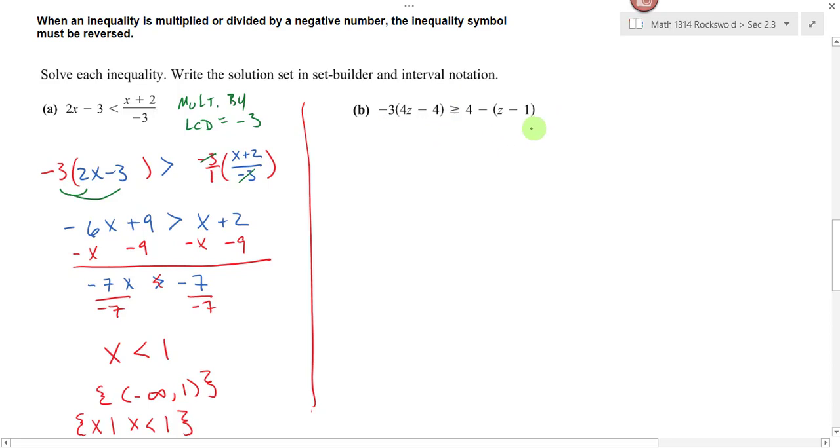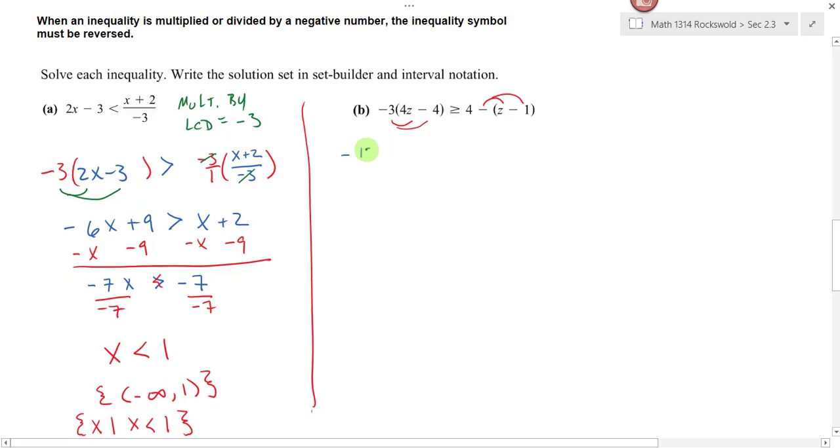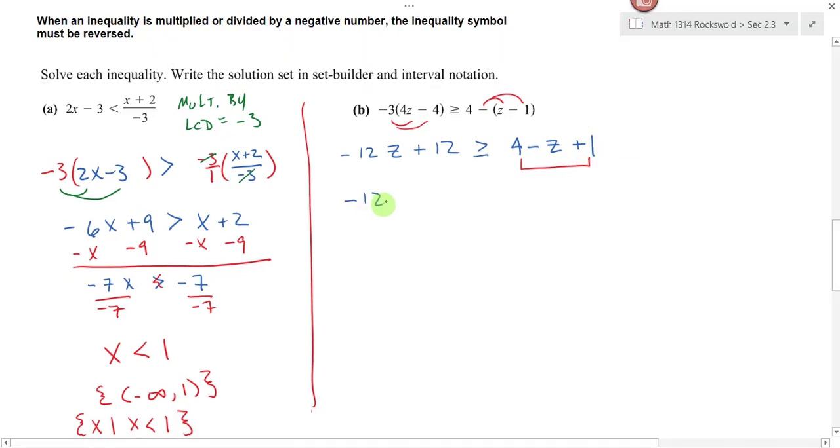I've got parentheses with negatives out front. I want to distribute, so I'm going to distribute a -3 here and distribute the negative here. When I do that, that gives me -12z. By the way, I cross my z's because otherwise they look like 2's. -12z plus 12 is greater than or equal to 4 minus z plus 1. I have like terms that I can combine on the right hand side, so I'm going to go ahead and do that. And that's going to give me -12z plus 12 is greater than or equal to 5 minus z.